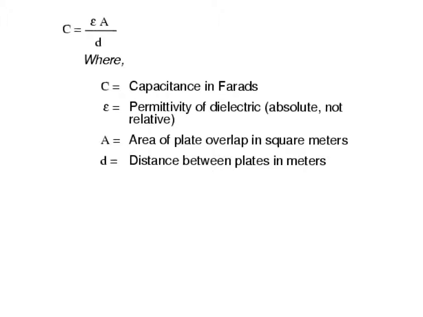Directly related to the area, like we talked about, the bigger the capacitor is, the more charge you could put on it. That makes sense. And D, the distance between the plates in meters. And again, as the distance gets closer together, you can put more charge on it, so capacitance goes up.